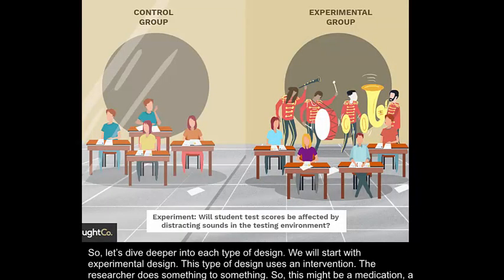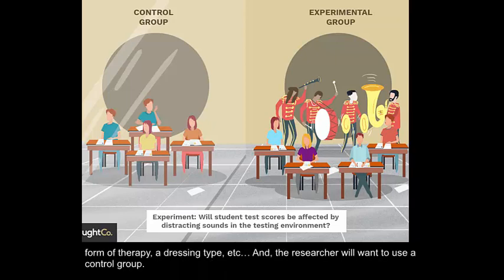So let's dive deeper into each type of design. We will start with experimental design. This type of design uses an intervention. The researcher does something to something. So this might be a medication, a form of therapy, a dressing type, etc.